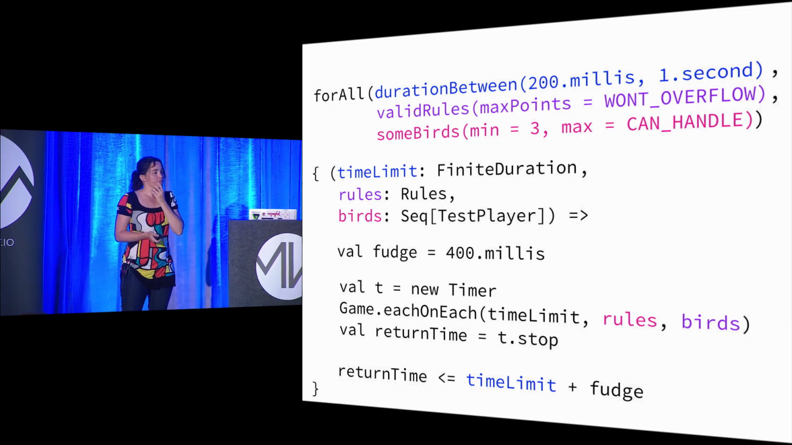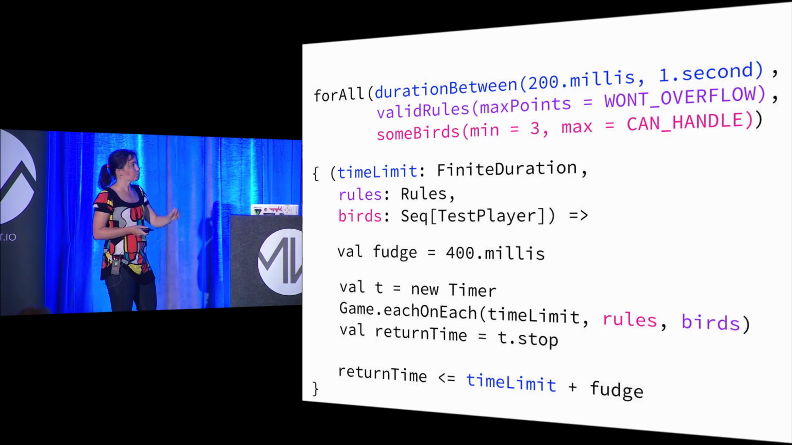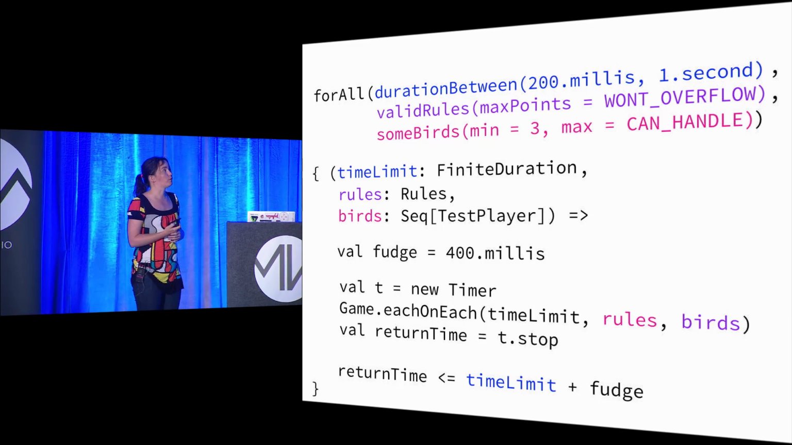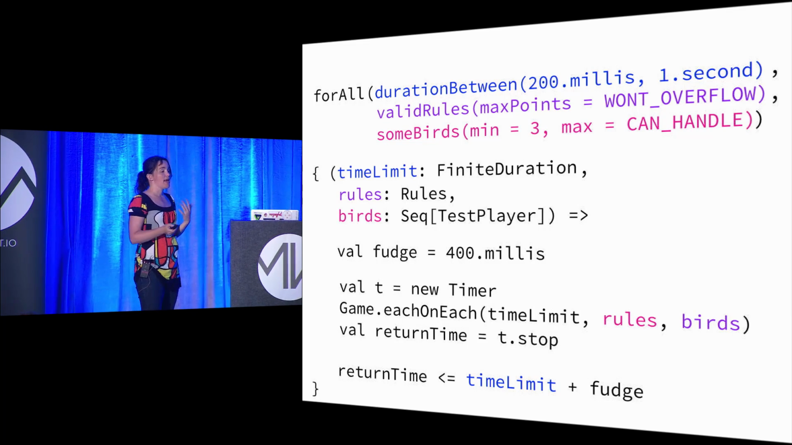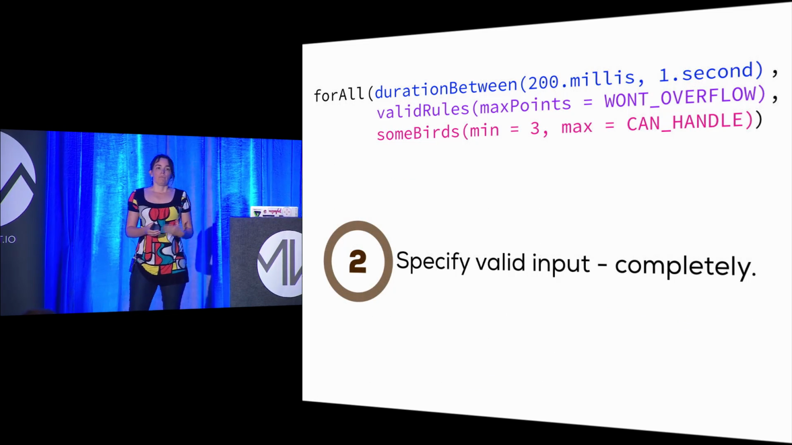With maximum, the rules here, by the way, are how many points you get for cooperating or defecting, et cetera. We need to make sure that we won't overflow max int in this case, and the number of birds are between 3 and what my computer can handle.